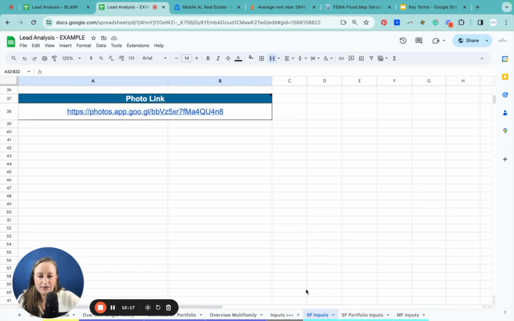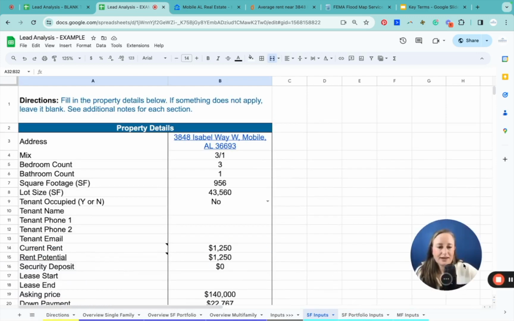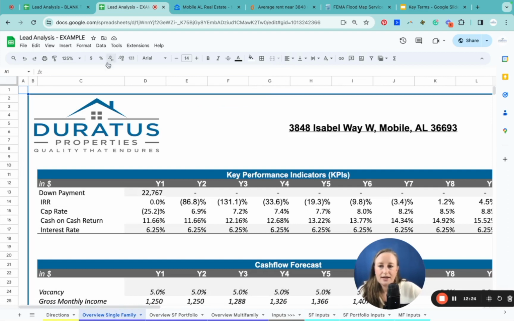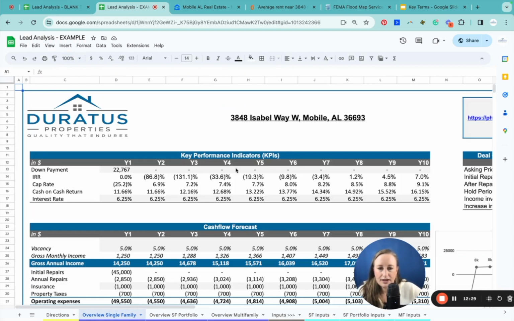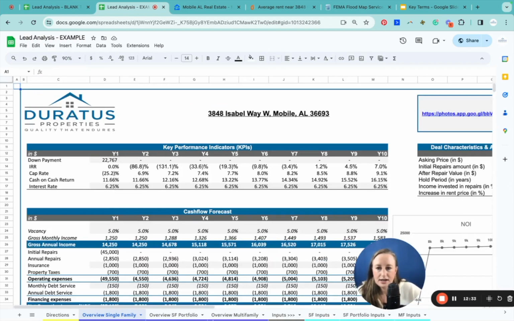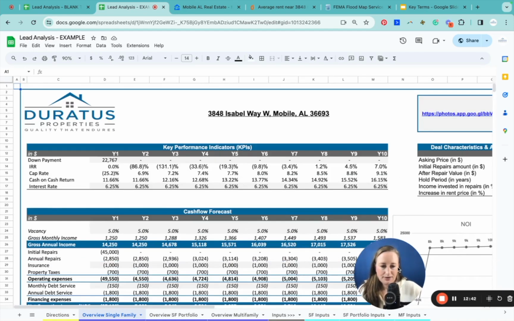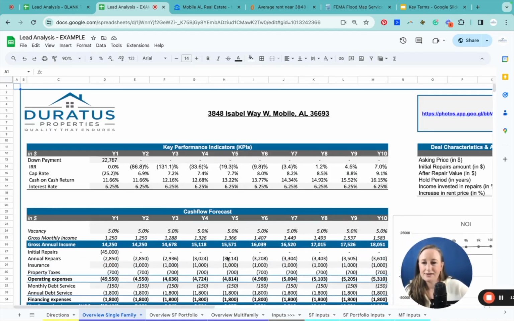All right, so now we've filled out everything that we know, and it's time to look at what this information means to us. All that information that we input is going to automatically populate here in our single family overview. Now, before we get into this, I know that some of you might be looking at this and thinking, oh my God, this looks a little overwhelming. Don't worry, it's not too overwhelming.